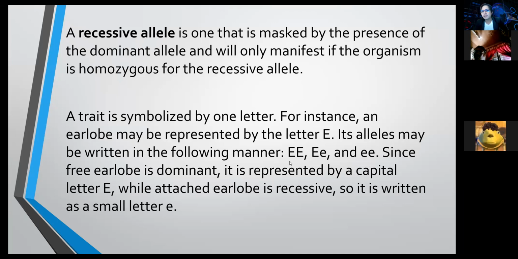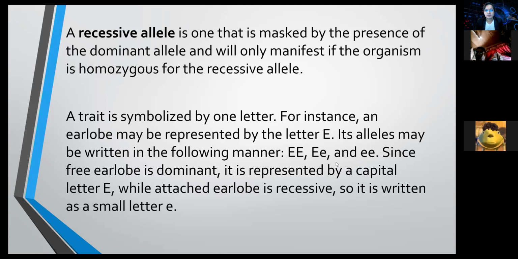Again, when you say recessive allele or recessive gene, it is actually covered up with a dominant allele or dominant gene. So it will only manifest in a progeny or siblings if an organism is homozygous for a recessive allele. If both parents have the same recessive allele, that's the only time that this recessive allele will actually appear in the progeny.